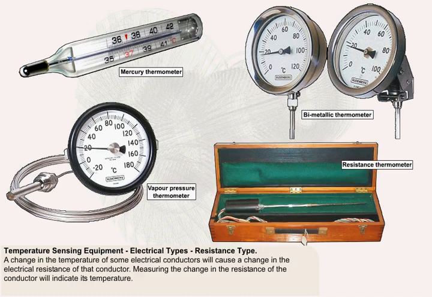A change in the temperature of some electrical conductors, for instance platinum, will cause a change in the electrical resistance of that conductor. Measuring the change in the resistance of this conductor will indicate its temperature. This type of sensor is called the resistance type or the temperature bulb.